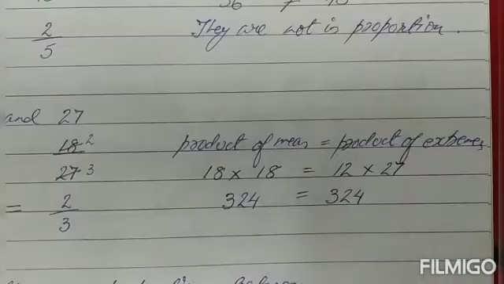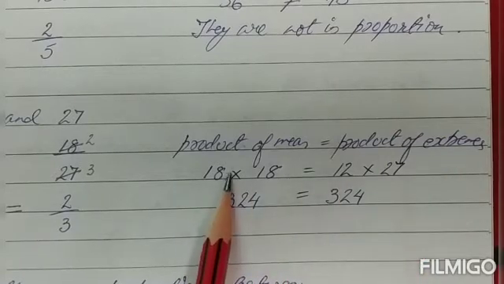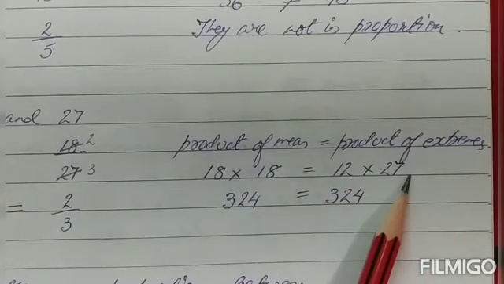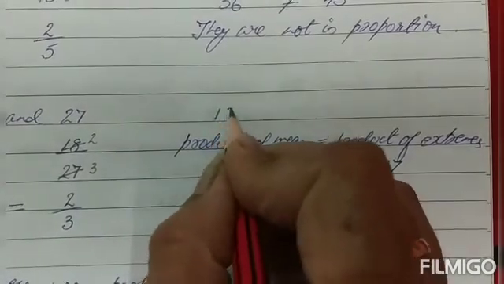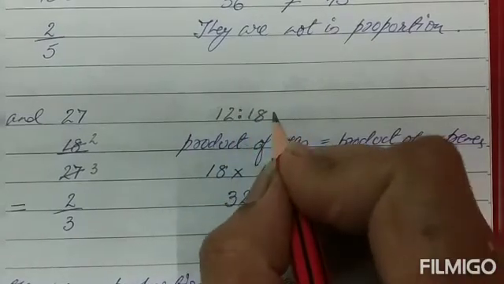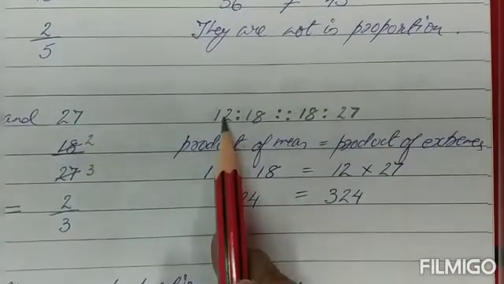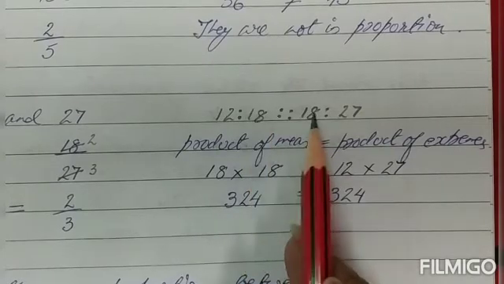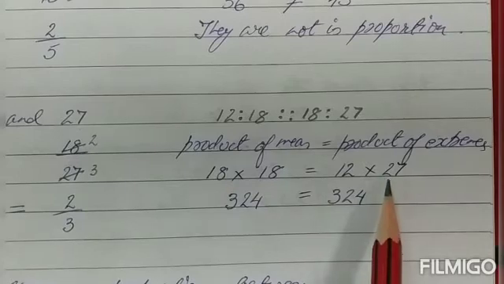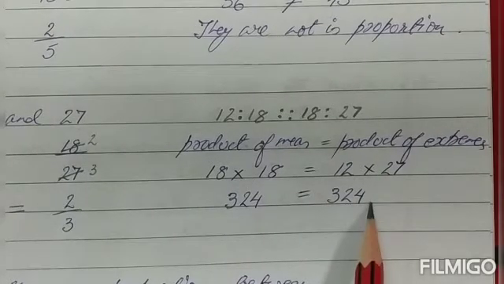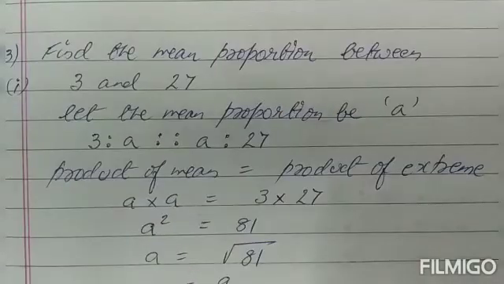Now let's see the other method also. Product of the mean is equals to the product of extremes. So 18 into 18 is equals to 12 into 27, which is 324 on both the sides. Now I hope you have understood this, children. How are we going to write? 12:18 proportion 18:27. Now have you understood? The product of the mean is this and extreme is this. So product of the mean is equals to the product of extreme. That is why we got this. So both the sides I got the same answer. That means yes, 12, 18 and 27 are in continued proportion.